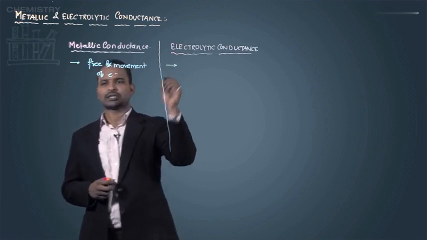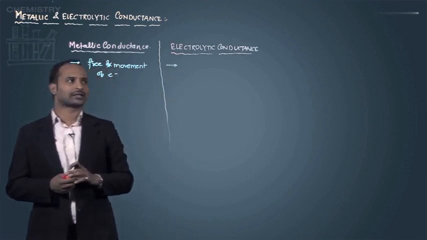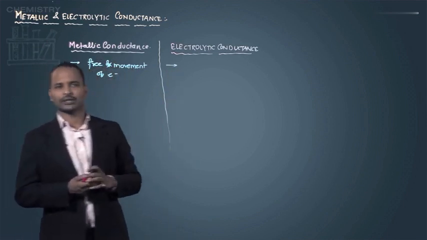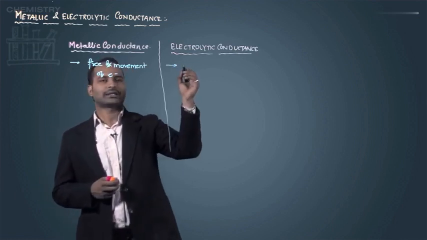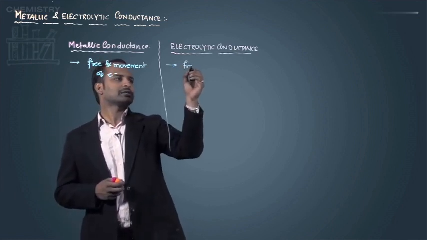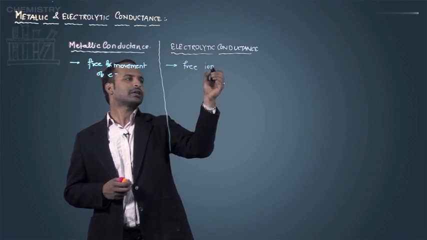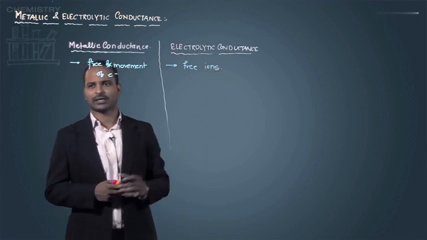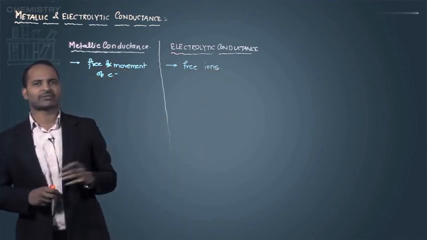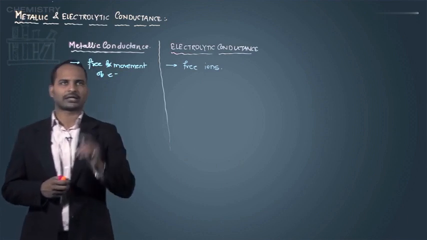while in this case there is no free electron for conducting electricity. But in case of an electrolytic conductor, the electricity is conducted by free ions. There are free positive and negative ions, or cations and anions, which conduct electricity in the case of electrolytic conductance.